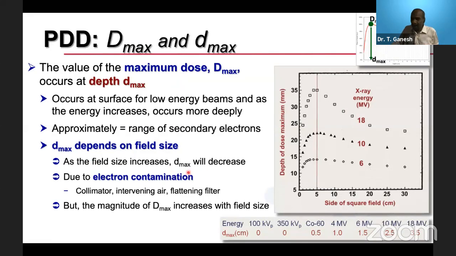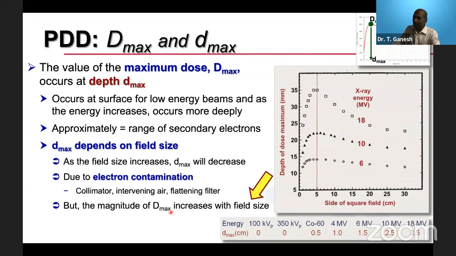And why? The reason is electron contamination. Because when the field size is larger, there is electron contamination occurring from the collimator, from the intervening air, and also from the flattening filter and many other sources. So electron contamination occurs, and this electron contamination will actually shift the depth of the dose maximum. Though the depth at which the dose maximum occurs keeps decreasing with the increase in field size, the magnitude of the dose maximum at that depth will increase with field size, right? So we will see about that in the next slide.